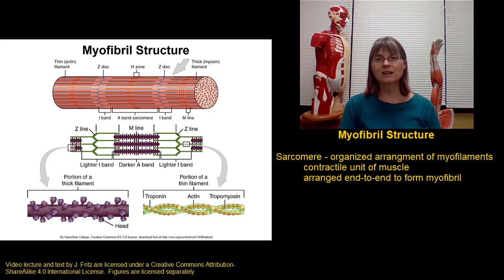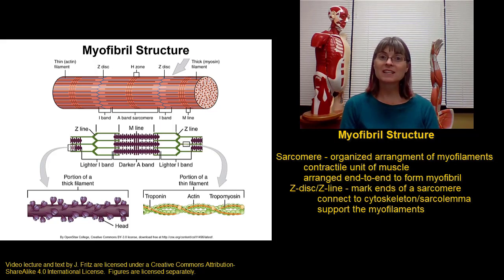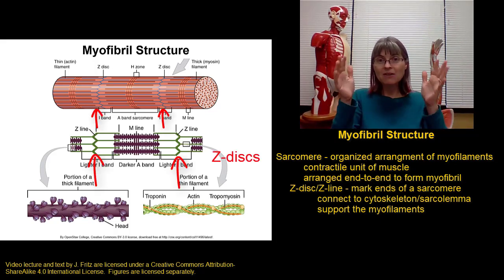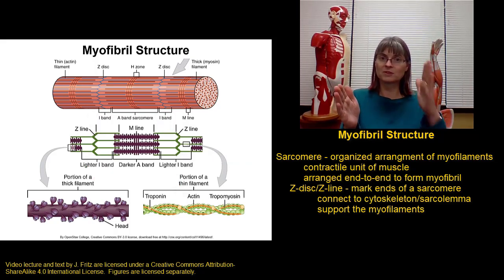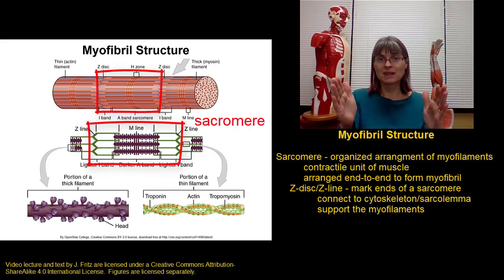Let's take a closer look at sarcomere structure and how we arrange these proteins in order to get an efficient contraction. I want to start with the structures called the Z discs. The Z discs are lines of proteins that everything else is going to end up being connected to. The Z discs mark the ends of the sarcomere. So one sarcomere goes from Z disc to Z disc.